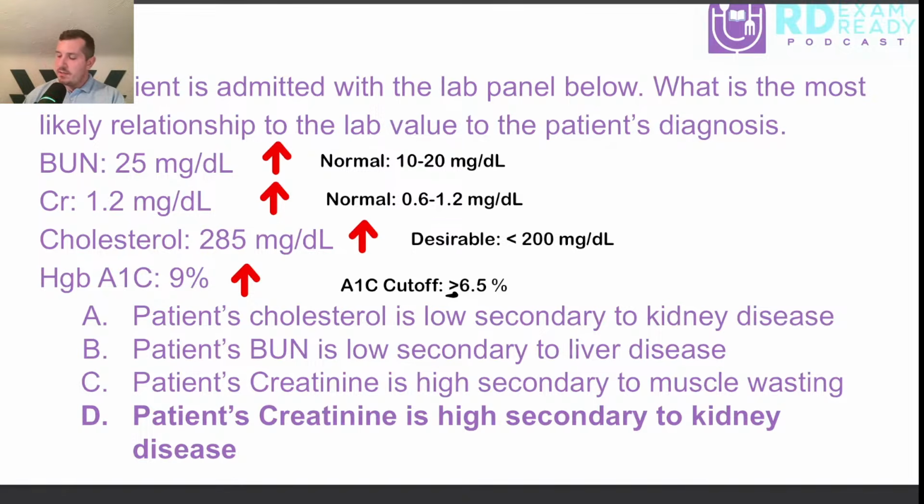Okay. So we talked through why answer A was a bad fit in that case. For B, the patient's BUN is low, secondary to liver disease. Well, one is we knew the BUN was not low, so we knew it couldn't have been that question there. The liver does have to do with BUN a little bit, actually. Keeping in mind that the urea cycle takes place inside your liver.